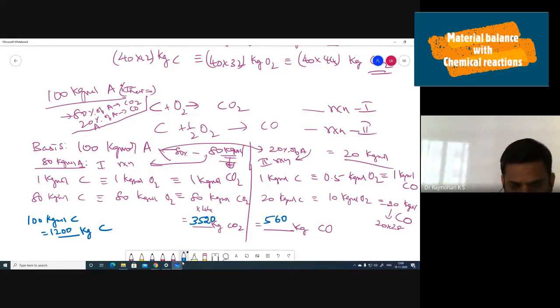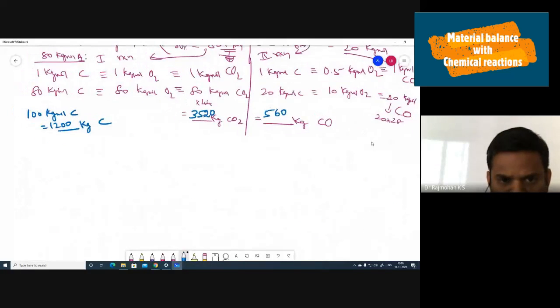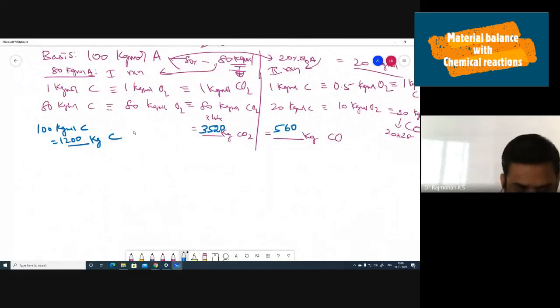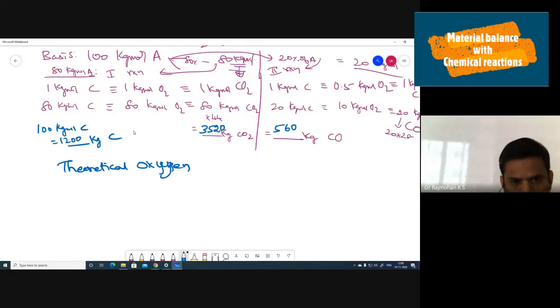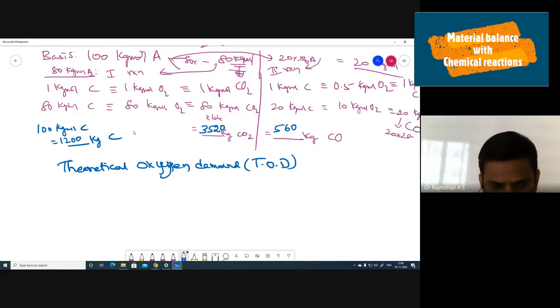Let us calculate what the oxygen requirement is. Just to see, remember, mass balance should be the same. For that purpose, I want to know. Here we have defined one more term called theoretical oxygen demand. You can say TOD. Theoretically, how much oxygen is required? You can say oxygen requirement.